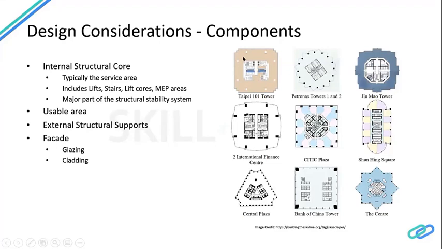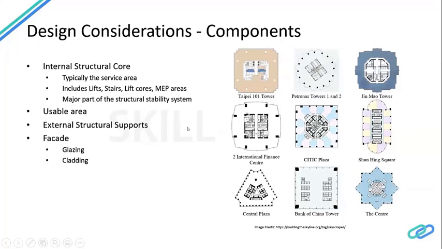The next one is the usable area around the structural core. So if you see all these colored areas around the core, this will typically be the space that is rented out in terms of office or in terms of residential or in terms of any use that is required. So this area basically becomes the sellable space for the owner.